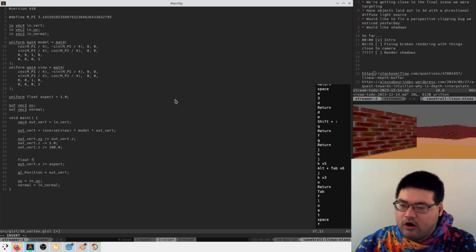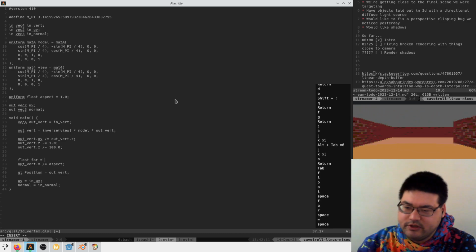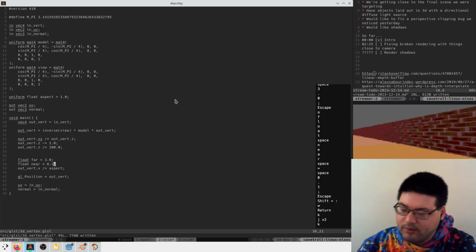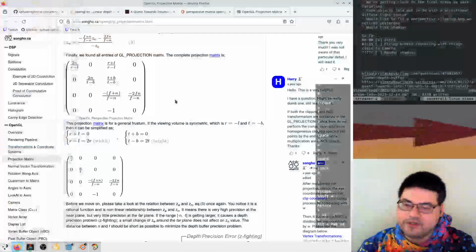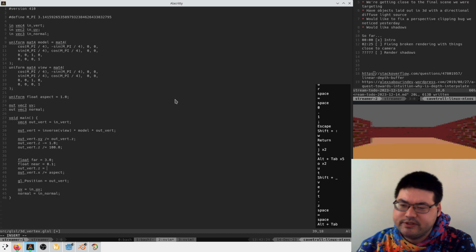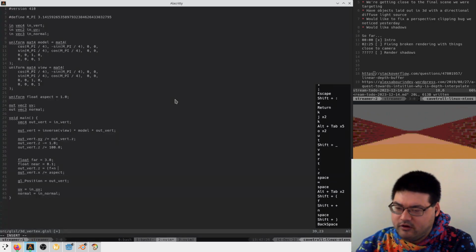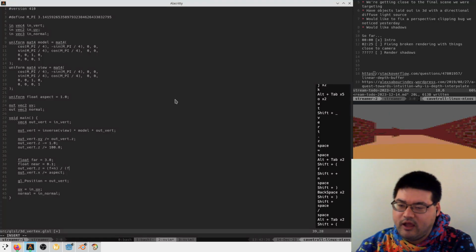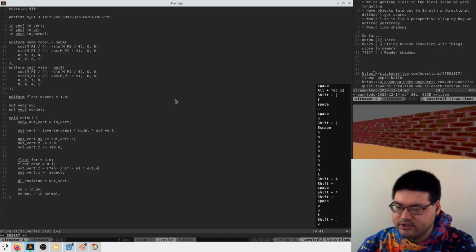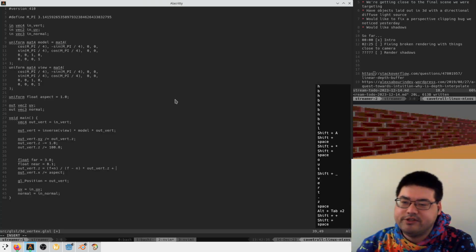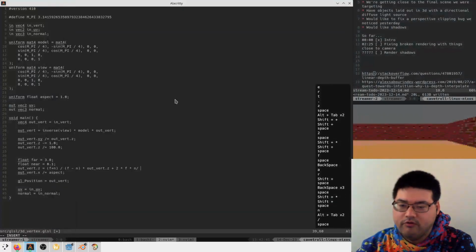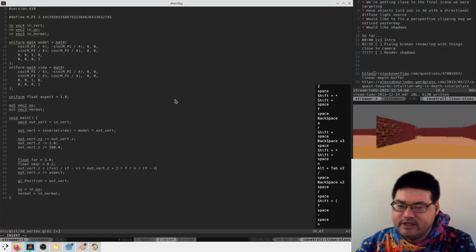float far equals, let's say we're going to render to 3 meters away, and float near, we're going to render something 0.1 meters away. And this turns out to be f plus n over f minus n, all of this times the old z position, plus 2 times f times n over f minus n. That's what this term comes out to.